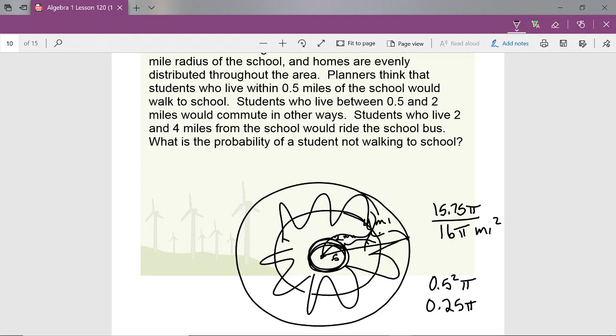There's lots of ways to do this. I would reduce the pi's and then reduce that 15.75 over 16. Regardless of how you do it, and I'll let you work that out, you get 63 over 64 as our probability, which means it's a pretty good chance that someone is not going to be walking to school, and only 1/64 of the school might be walking to school. So this is how we use geometry and especially areas of our different figures in order to find the probability of certain events happening. I hope this video helps with your homework and for studying.